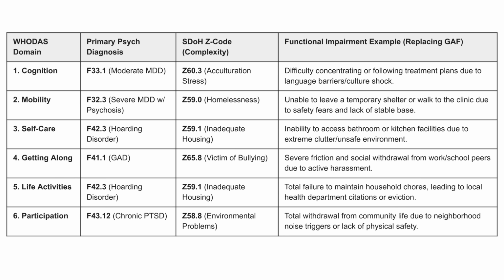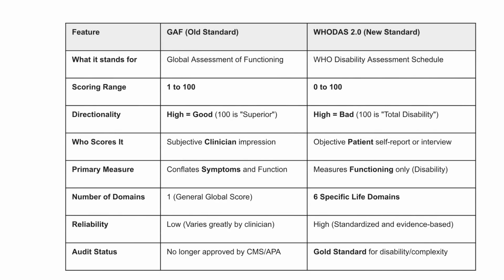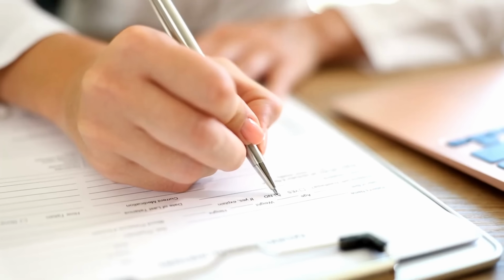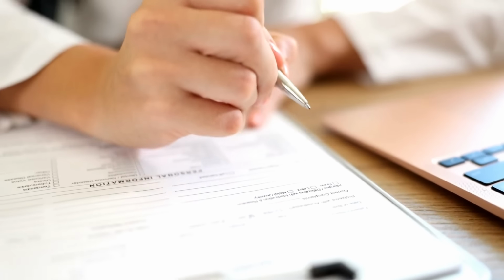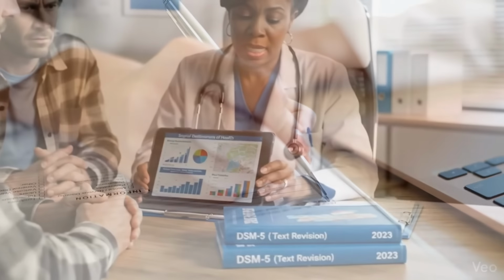This is a new functional score that replaces the GAF. The GAF is the old standard, the Global Assessment of Functioning. Now it's being replaced by the WHO Disability Assessment Schedule. The new guidelines, like the DSM-5, really highlight the connection between these social factors and your diagnosis.